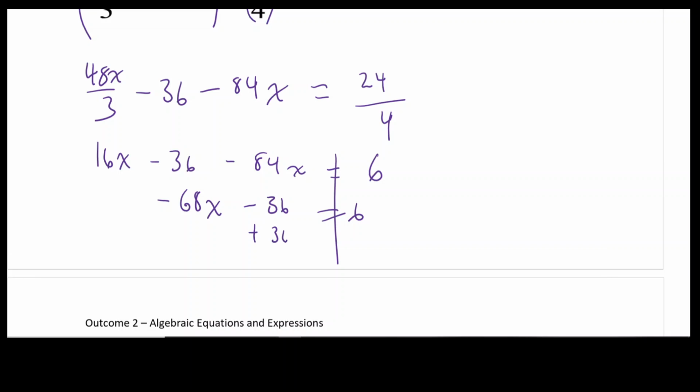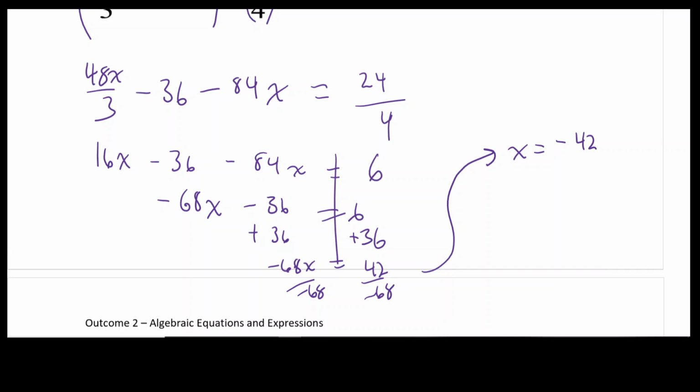Okay. I'm going to add 36 to get the x term by itself. 6 plus 36 is 42. And then divide by the negative 68. So it's a negative number in front of the x, so you divide by that negative number. And I get a fraction. It's a negative fraction. I always put my negatives on top of the fraction. It's a bit more clear. You're less likely to make mistakes if you move that up.